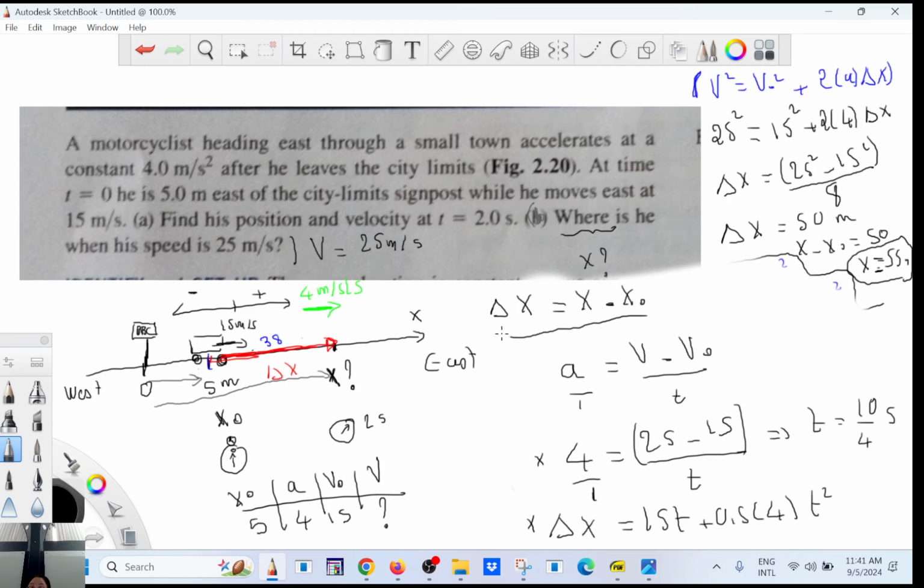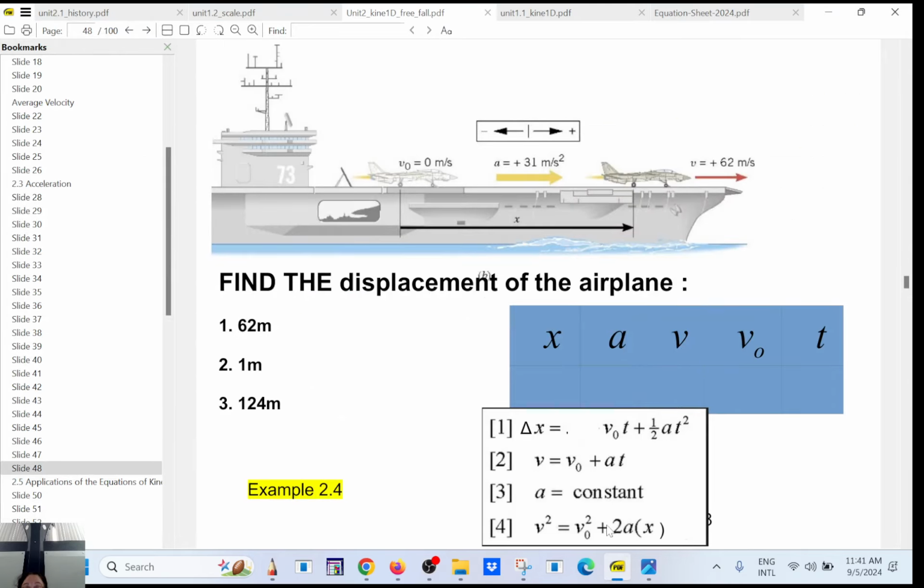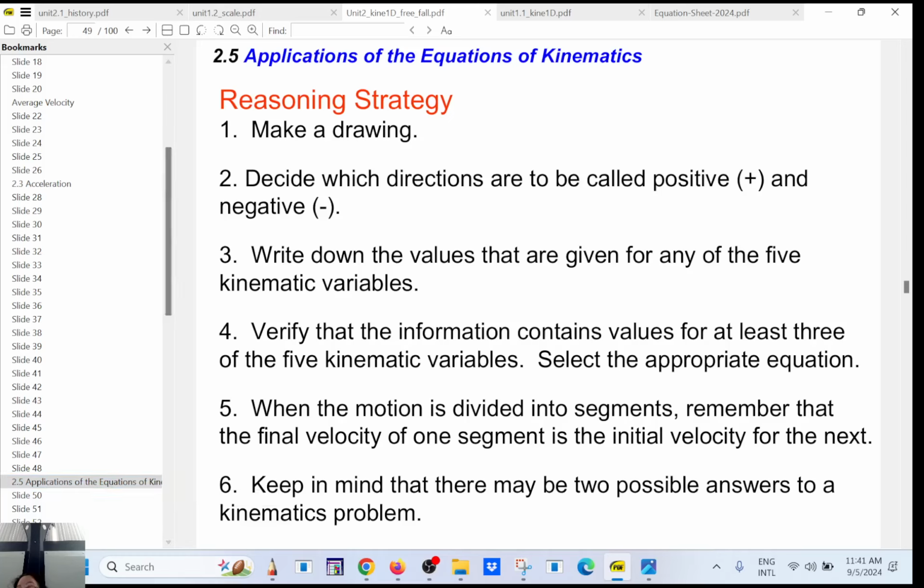So someone asked me the difference with the other class. In the other class, I don't do that. Okay, you survived? It's just math, okay? It's not much physics here.